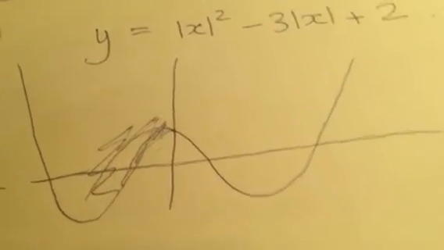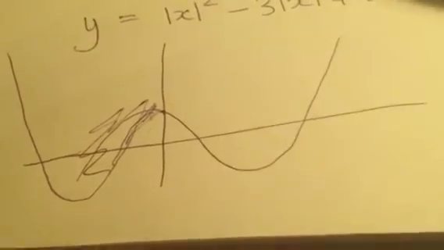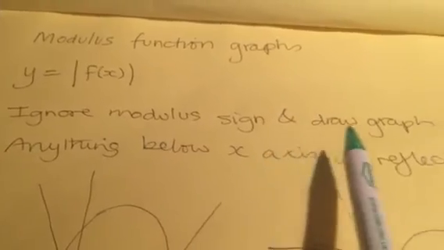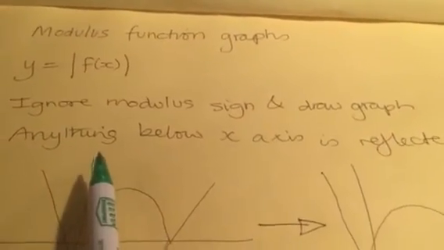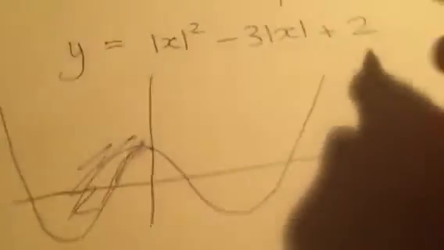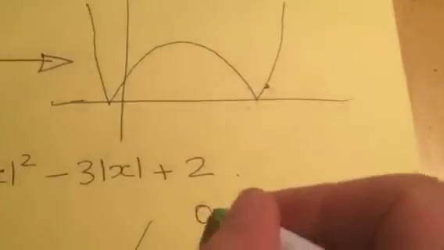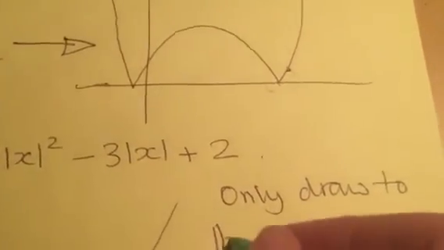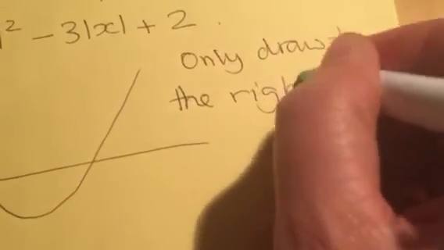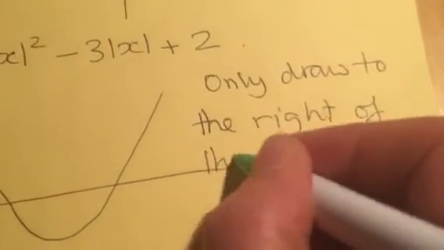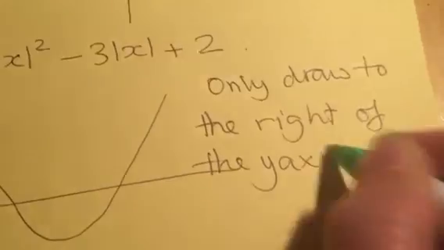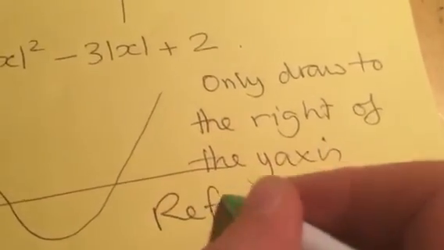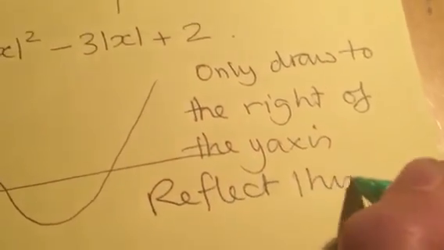You need to know the two different sorts of graph. So learn y equals the modulus of f of x: ignore the modulus sign, draw the whole graph, and then anything below the x-axis is reflected. And for y equals f of the modulus of x, only draw to the right of the y-axis, and then reflect this graph in the y-axis.